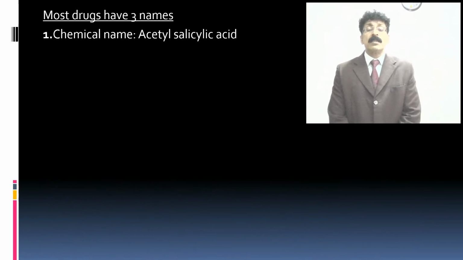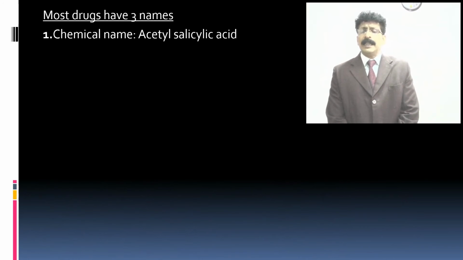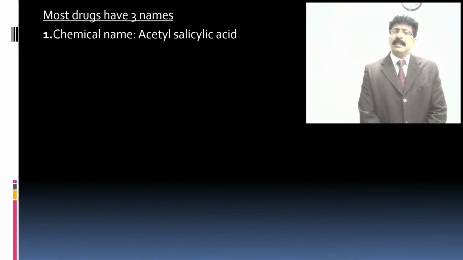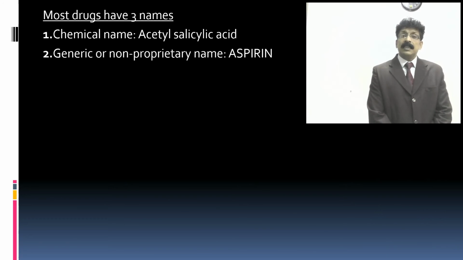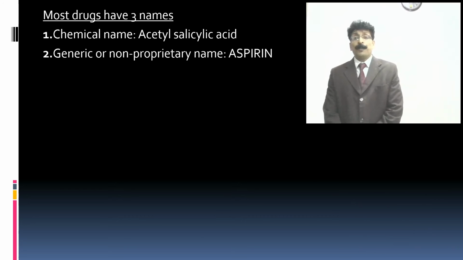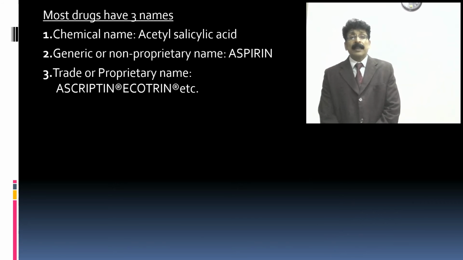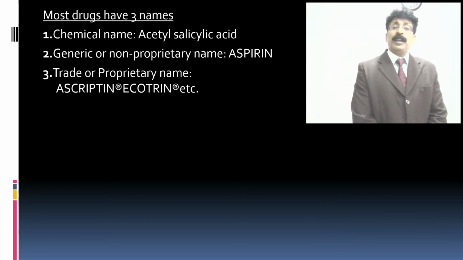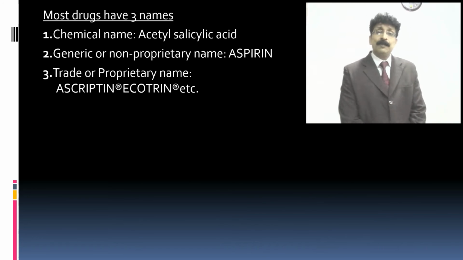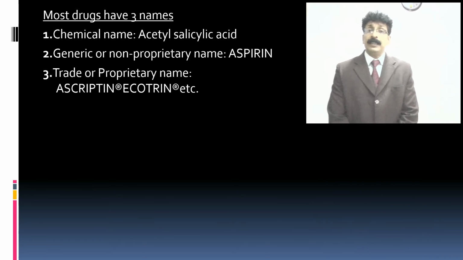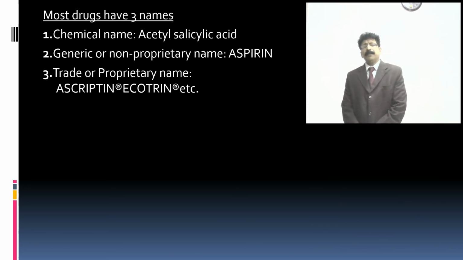Most drugs have 3 names. Chemical name, this is an example I have taken, acetyl salicylic acid. We know that for aspirin, the chemical name is acetyl salicylic acid. The generic or non-proprietary name is aspirin. Trade name: for example, a company can give a name to aspirin when they produce it. This is Ascriptin and Ecotrin. These are all given by, I think, Burroughs Wellcome, and the company has given their own names as trade names.